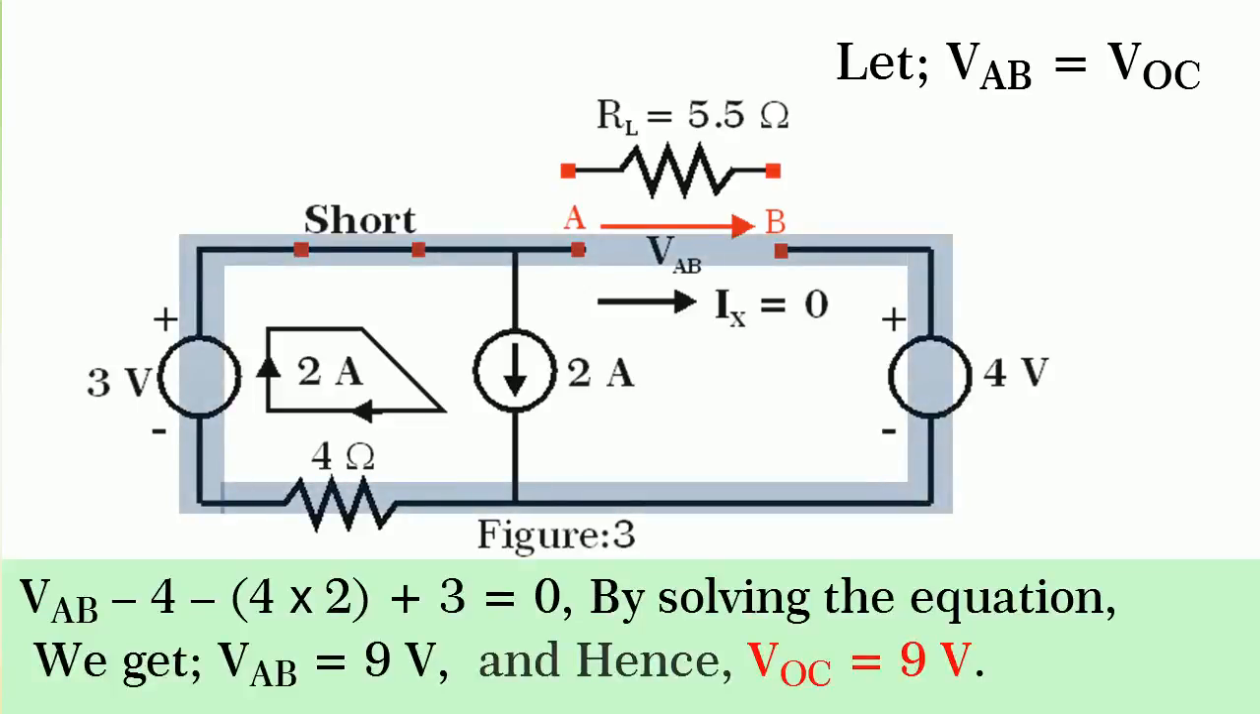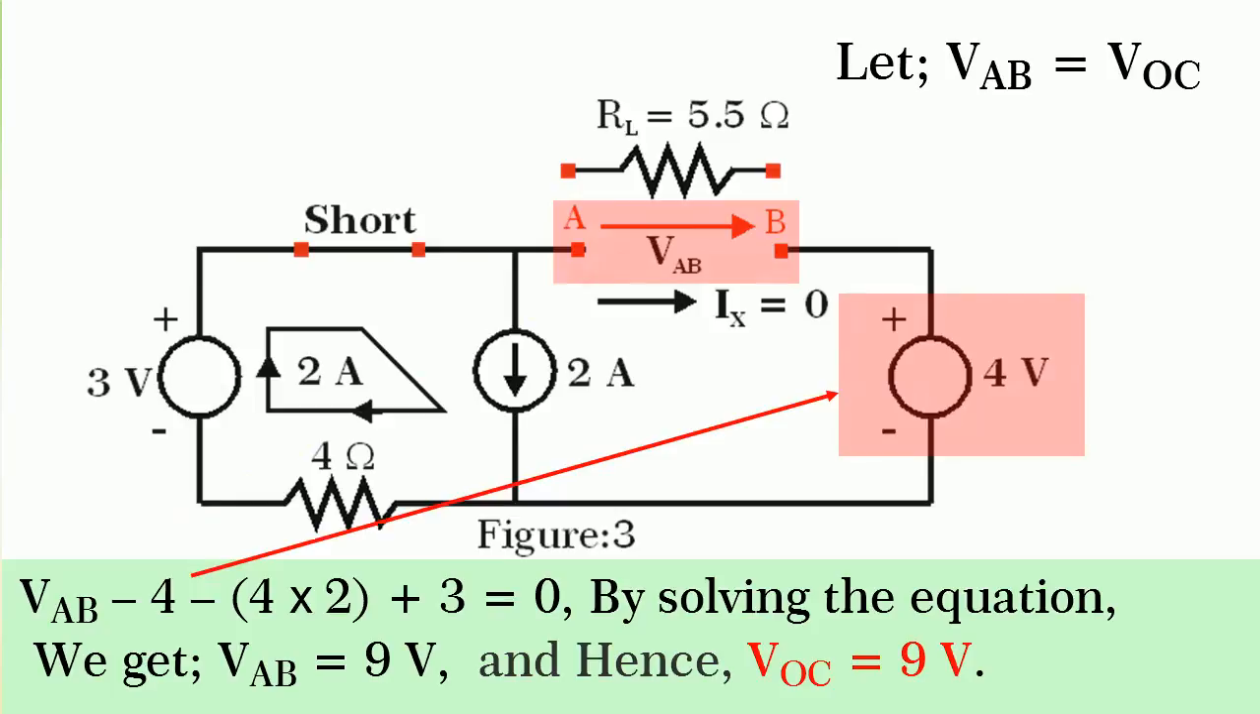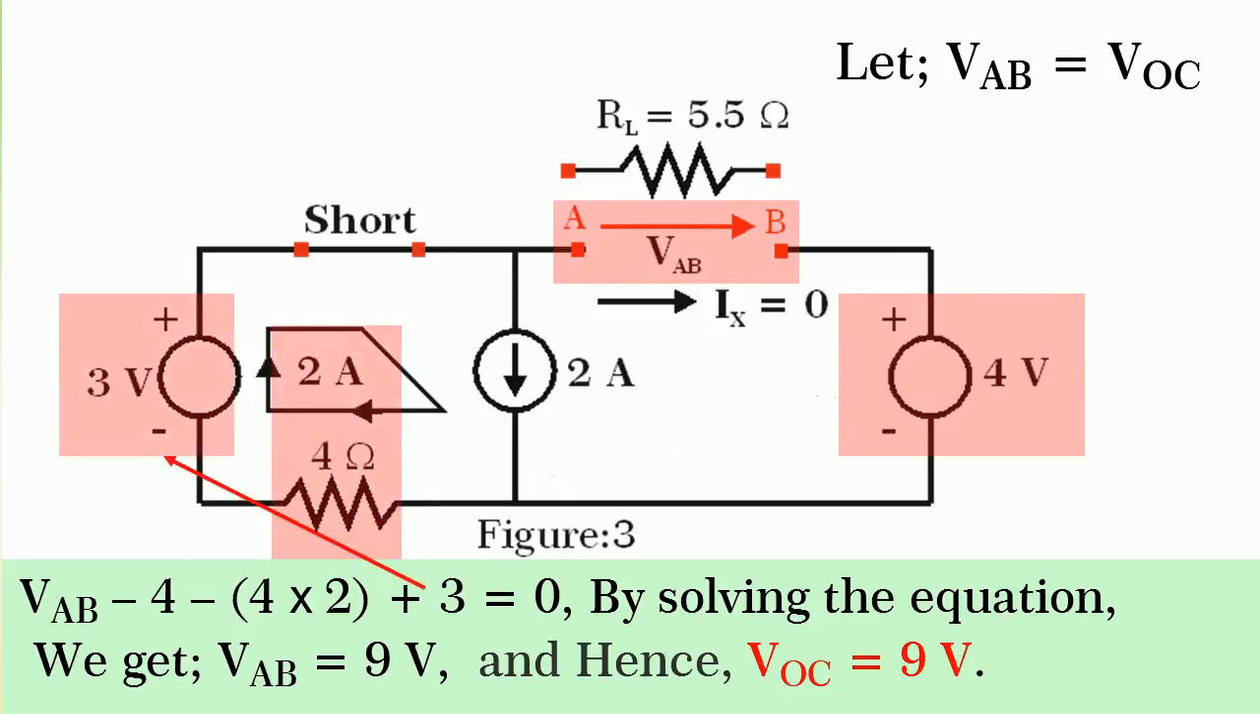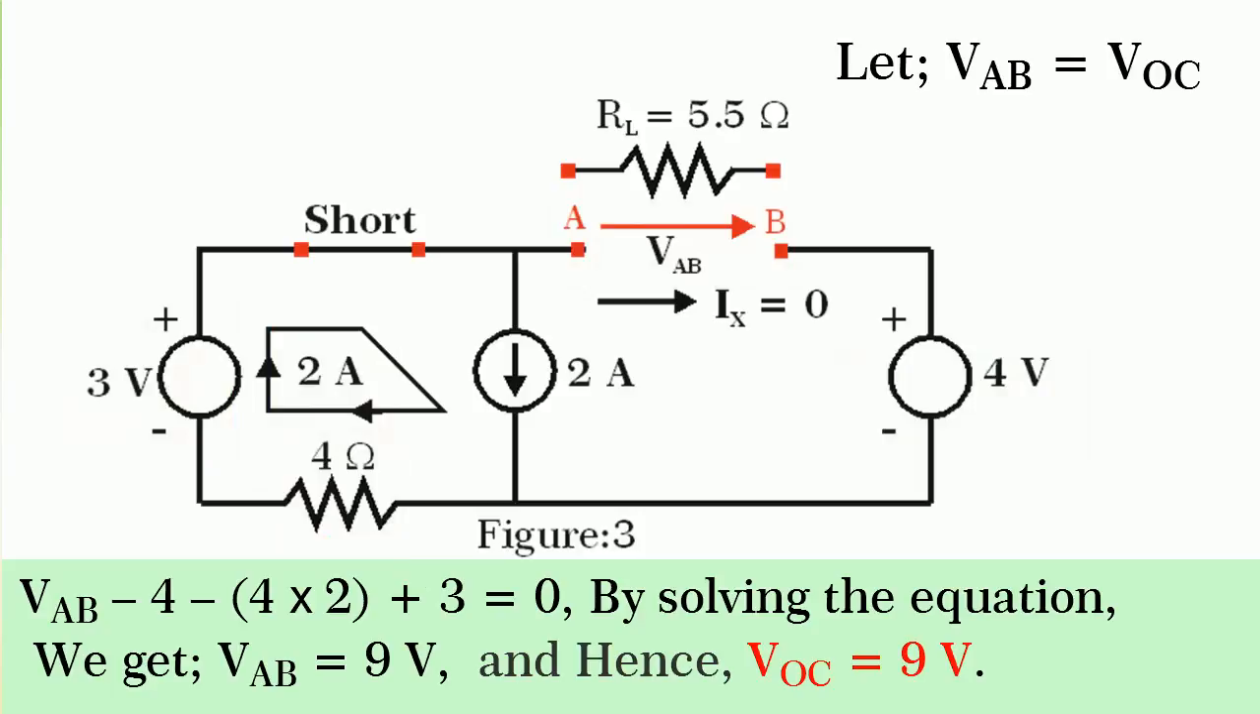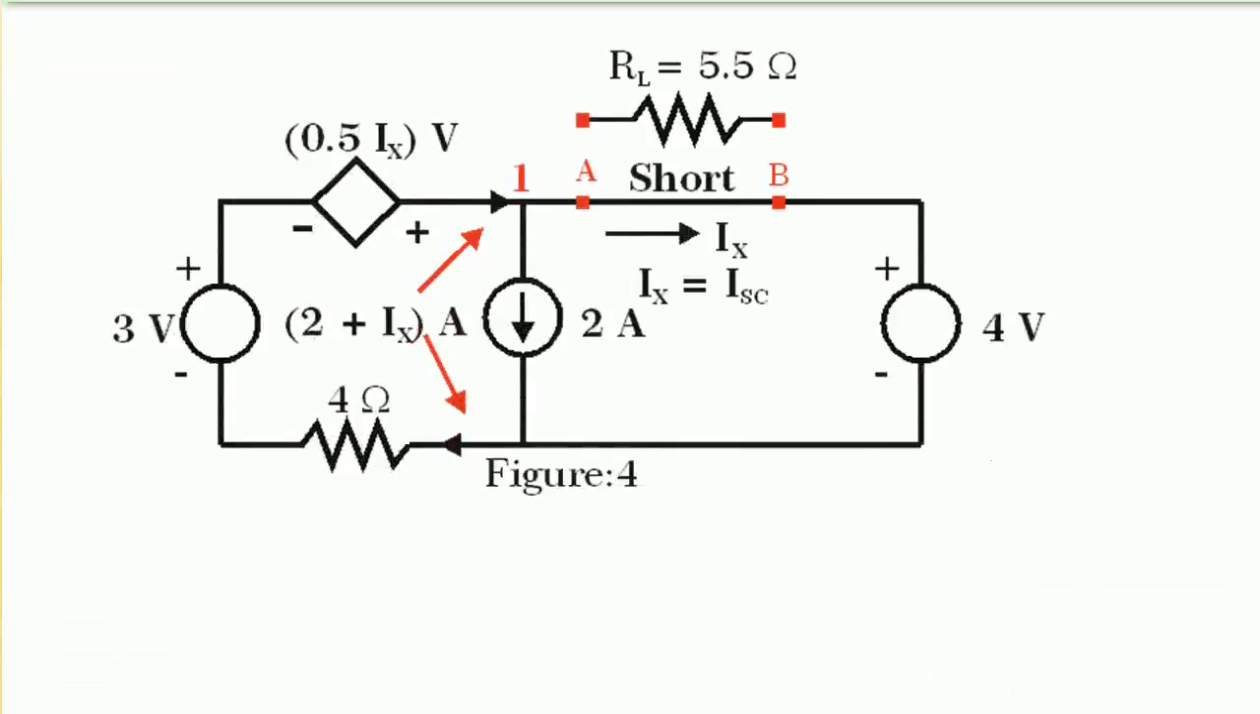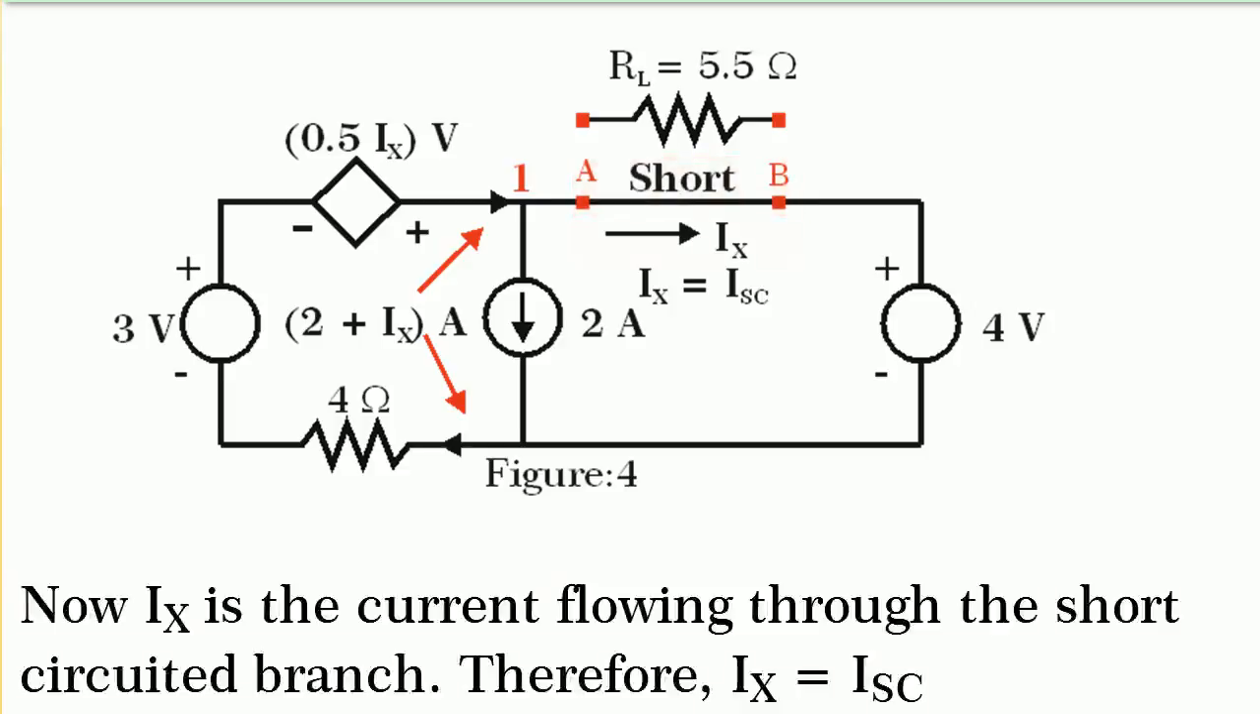By writing the Kirchhoff's voltage equation for the outer loop, tracing it in the clockwise direction, we get VAB minus 4 into 2 plus 3 is equal to 0. By solving it, we get VAB is equal to 9 volts and hence VOC is equal to 9 volts. To find the short circuit current, the terminals A and B are shorted as shown in figure 4. Now, Ix is the current flowing through the short circuited branch, therefore Ix is equal to ISC.